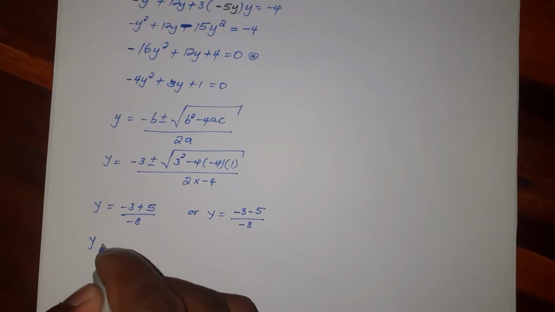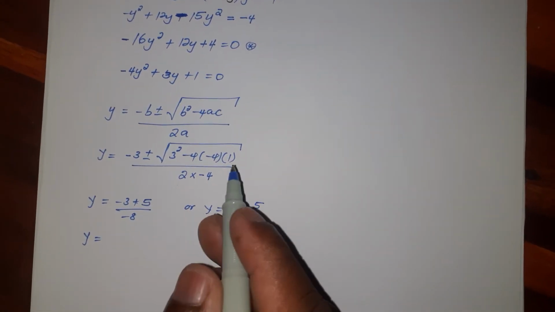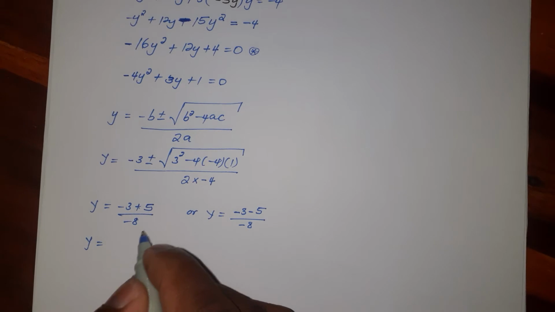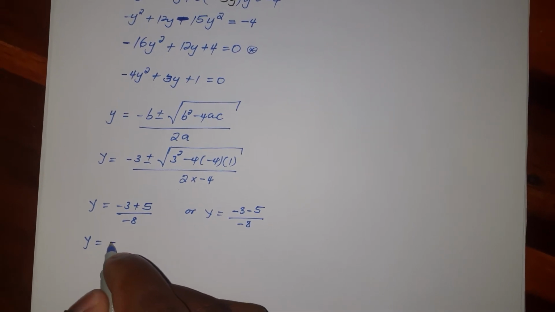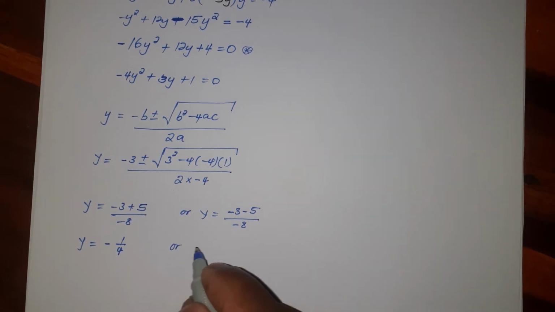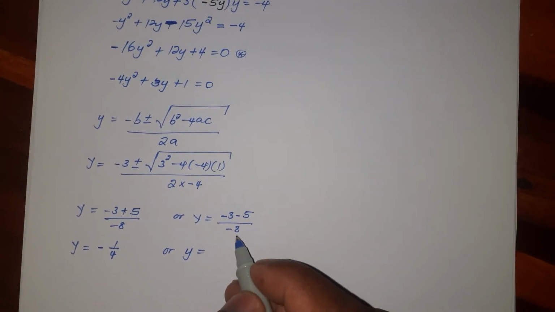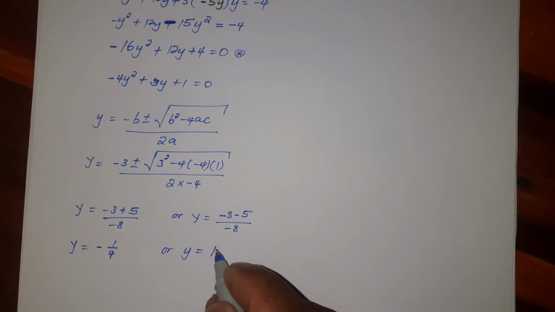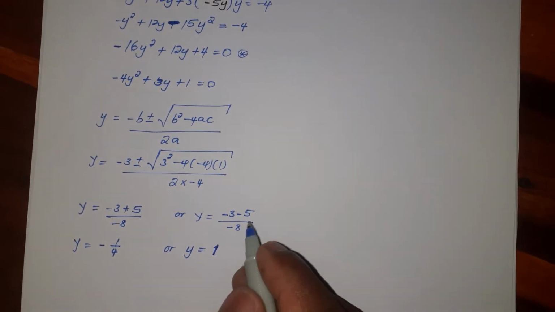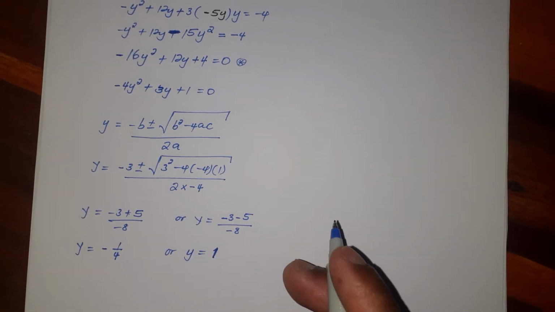Now here I can now say negative 3 plus 5 is positive 2. You divide by negative 8, we get negative 1 over 4. Or y equals to negative 8 over negative 8 is positive 1. These are the y values.